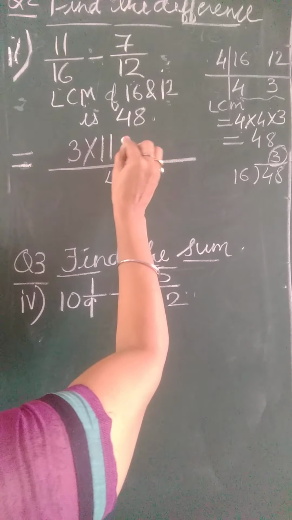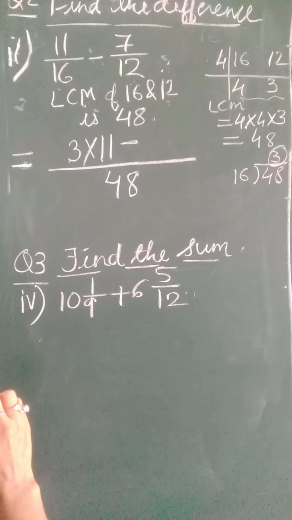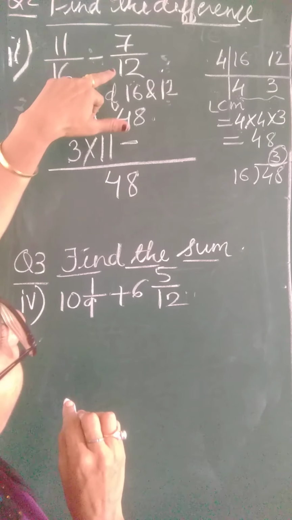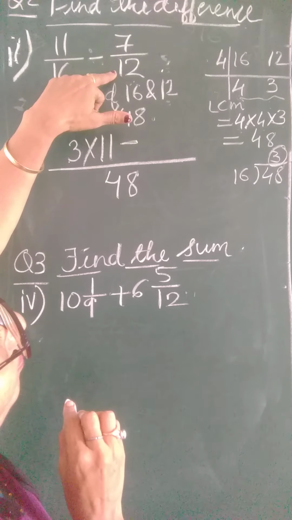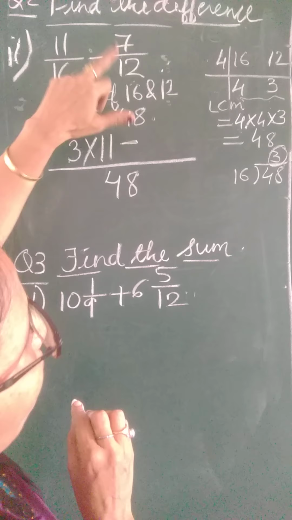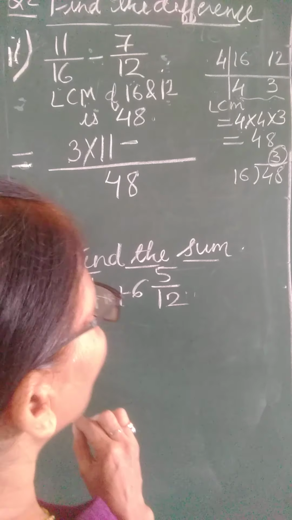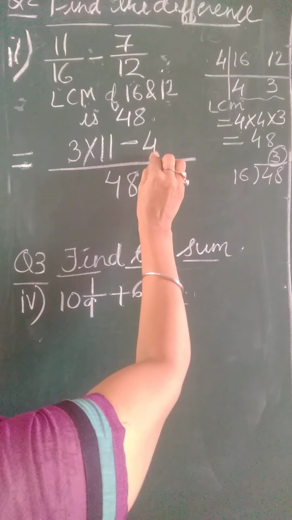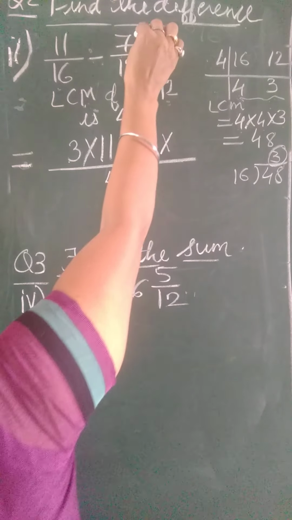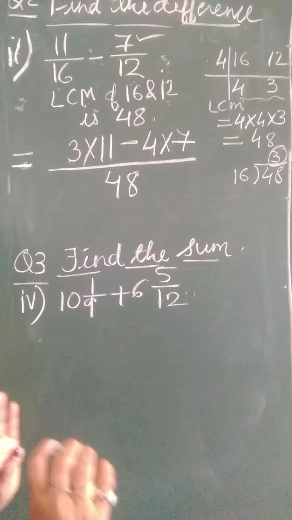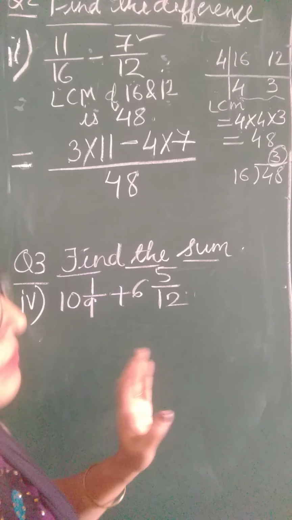Now in the same way, this is very easy. Now here what is the sign? Minus. So we will put minus. Again the same process. Here the denominator is 48 and here the denominator is 12. So this 48 now you will divide by 12. So what you will get? 4. And whatever the answer 4 you are getting, that 4 you will multiply with the numerator. And what is the numerator? 7.